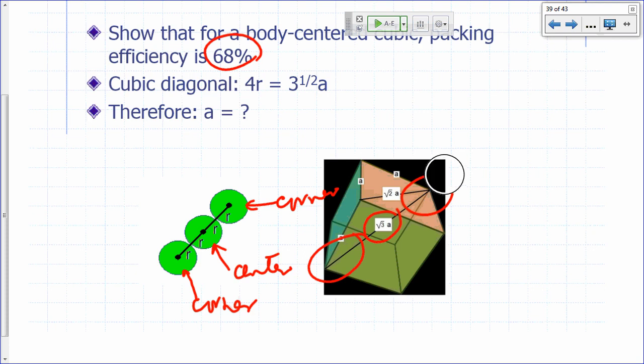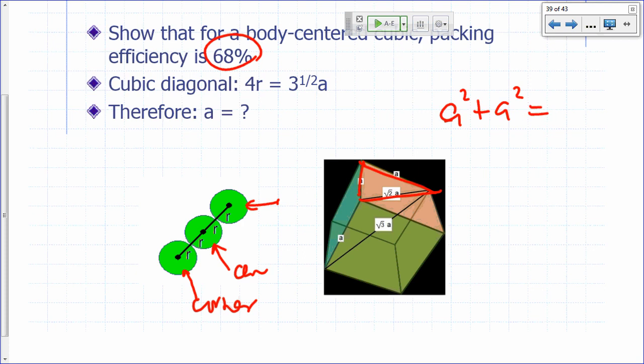Okay? Using Pythagorean theorem, okay? If this side here is A and this side here is A, A squared plus A squared would give you the hypotenuse squared, right? So A squared plus A squared equals what? The length of this diagonal, right? So it's going to be 2A squared. So this thing right here then is square root of 2 times A. So this length right here, square root of 2 times A. A squared plus A squared is equal to 2A squared.